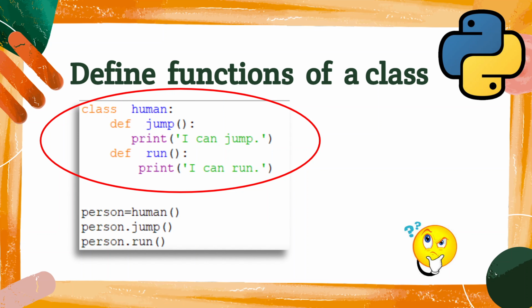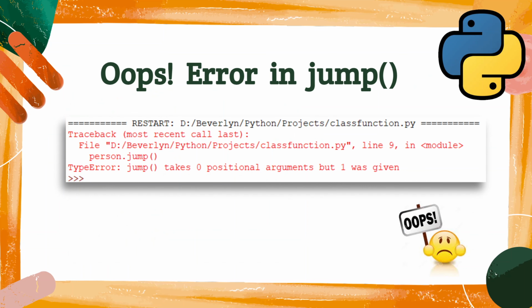And outside of class, I assigned human class to a person object. Next, I used person object to call jump and run function. To call class functions, simply add a dot in between object name and function name. Let's see if it will print out I can jump and I can run. Oops, error message popped up. Don't be scared at the error message because Python will tell you where you went wrong. As you can see, the problem occurred in line 9, person.jump.